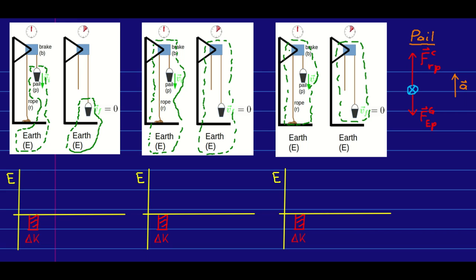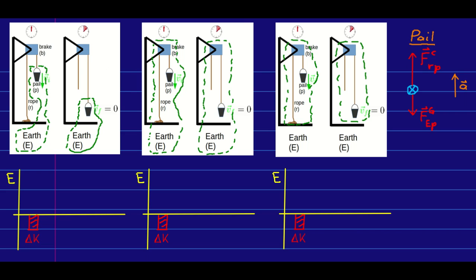I've noted a few things to start. I've drawn the free body diagram for the pail just to note that the only forces on it are a gravitational force and a force by the rope. And I've also set up my energy bar charts, and the pail is included in my system for all 3 choices. I know the pail is slowing down, and so I know that the change in kinetic energy is negative.